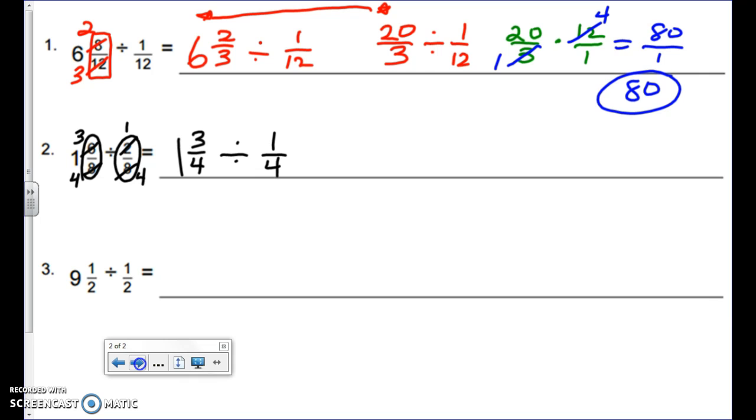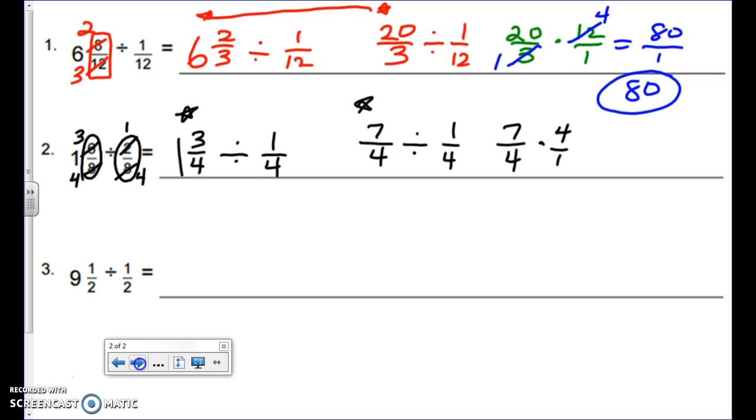So my next step is I'm going to change this mixed number into an improper fraction. 4 times 1 is 4 plus 3 is 7. 7/4. 7/4 and 1 3/4 are the same amount, written different ways. Divided by 1/4. So now I'm getting closer to changing my division into multiplication. I no longer have any mixed numbers, and I made the numbers as small as they're going to get before I multiply. I'm going to rewrite this problem now as 7/4 times 4 over 1.